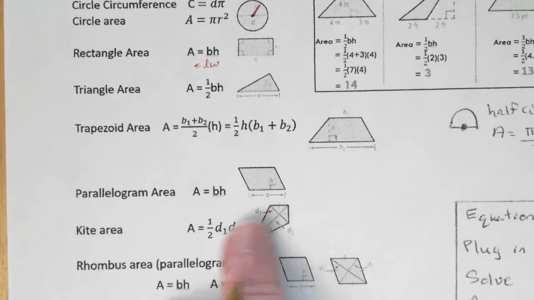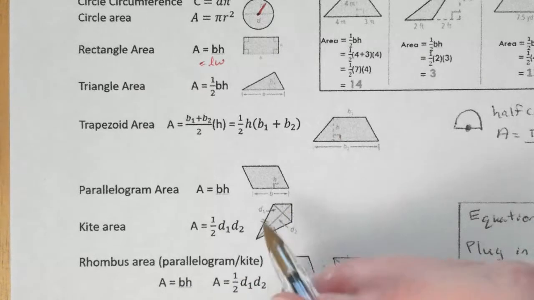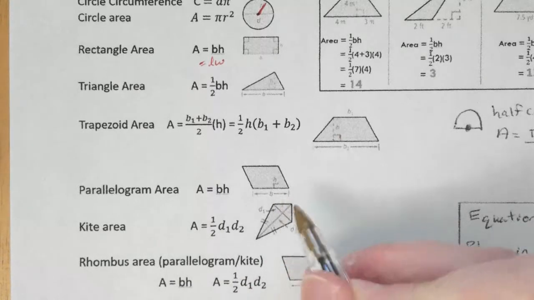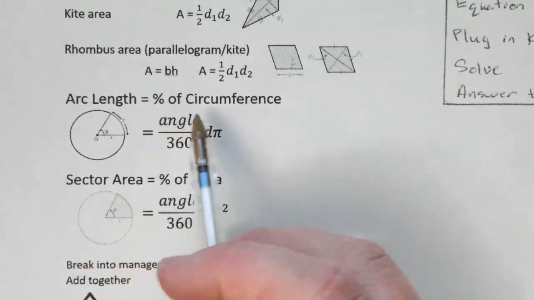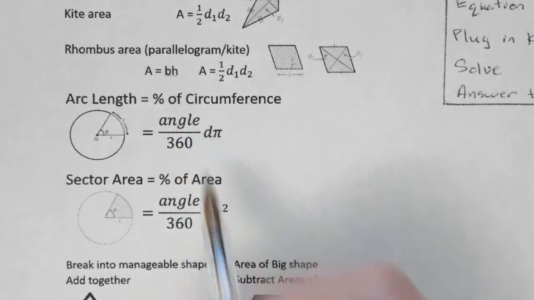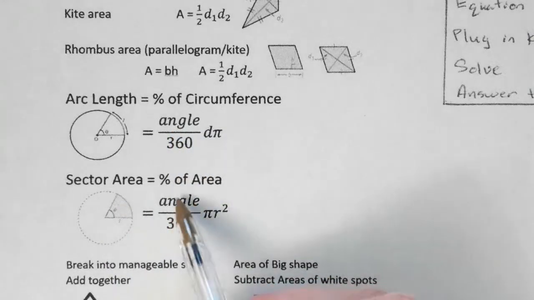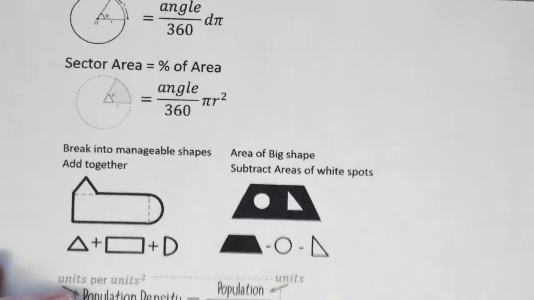All right, parallelogram, base times height. Kite is the average. Well, not average. Multiply the diagonals together, divide by 2. Rhombus, base times height, or treat it like a kite. Arc length is a percentage of the circumference, which is angle over 360 times d pi. Sector area is a percentage of the area, so angle over 360 times pi r squared.